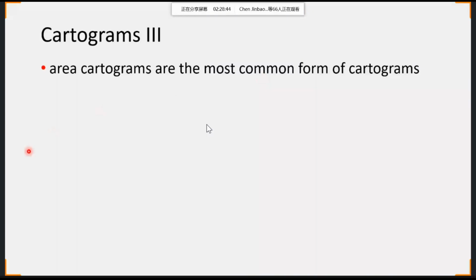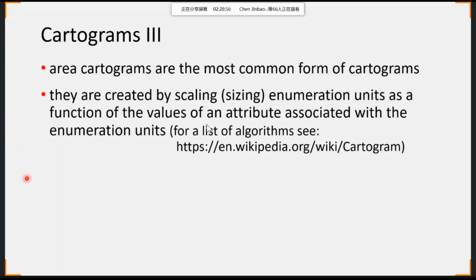And then the larger group, which you can see more often, are area cartograms. These are the most common form of cartograms. They are created by scaling the size of enumeration units as a function of the values of an attribute associated with the enumeration units. There are many algorithms that have been developed for this. If you're interested in algorithms, you find a list on Wikipedia, the English version. Just follow this link.